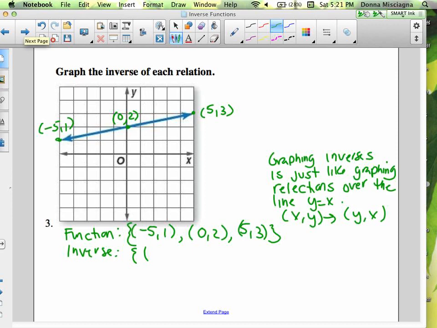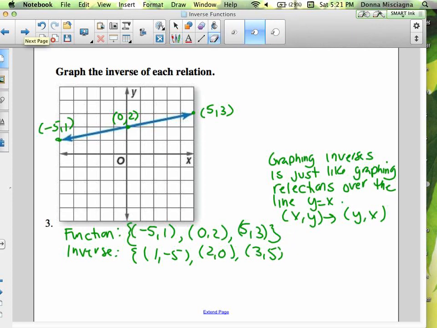So our inverse is going to be (1, -5), (2, 0), and (3, 5). Oops. I'm terrible at making that thing called a brace. So this funky scribble here with some bumps, that's supposed to be a brace. For some reason I can't draw it very well. So, all right, let's graph that.